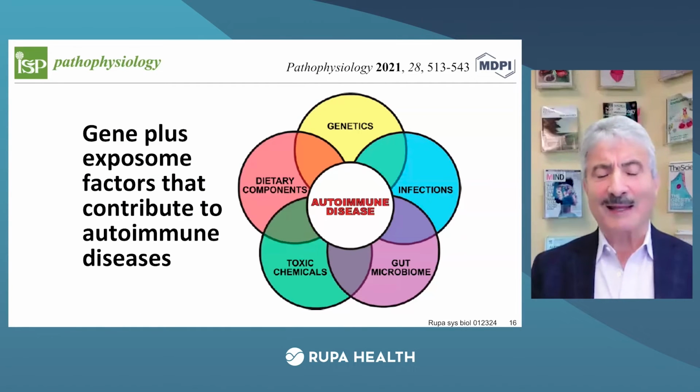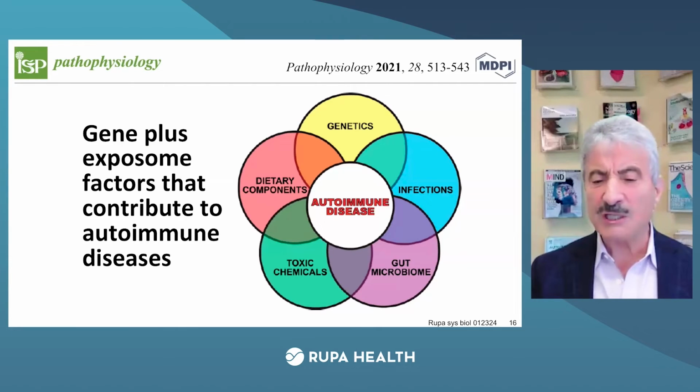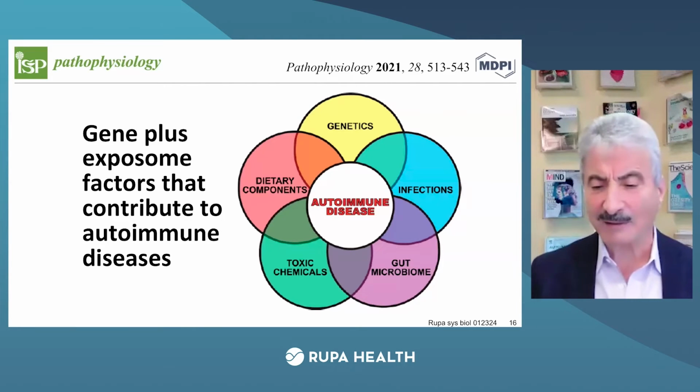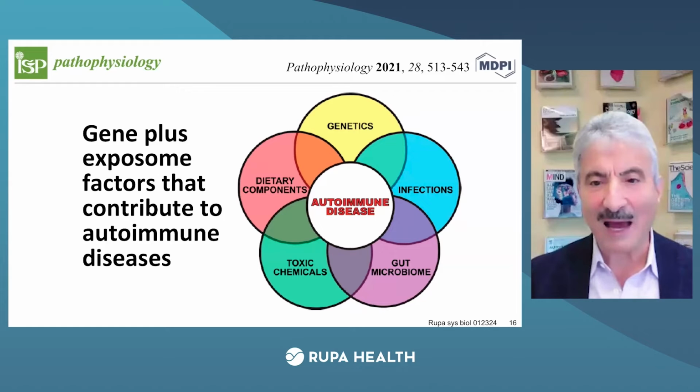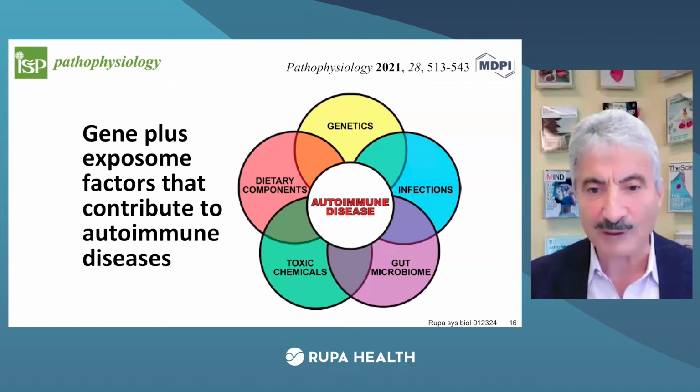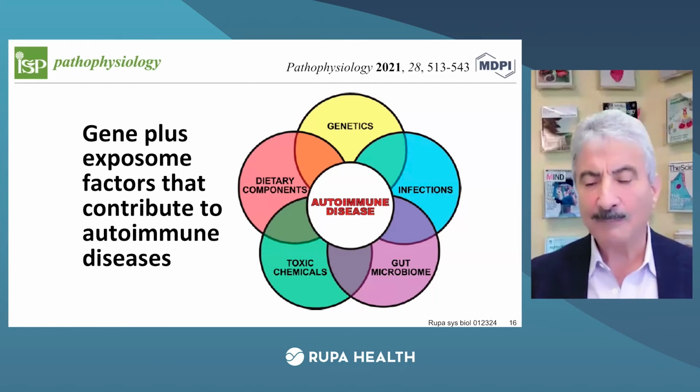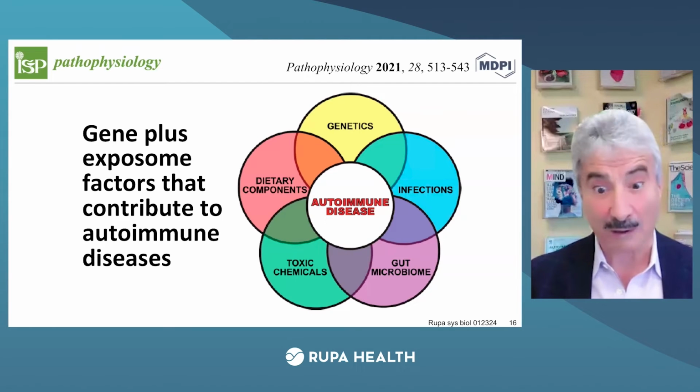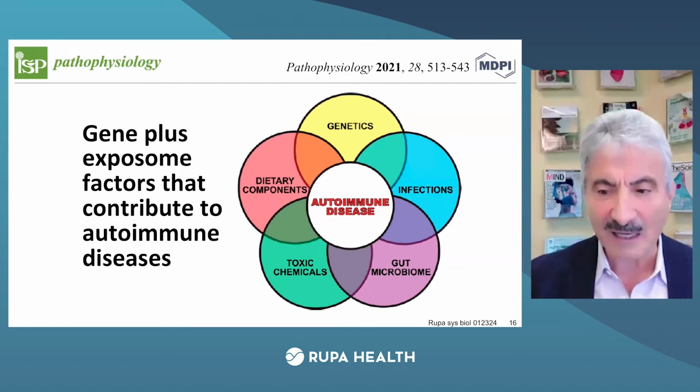The next question that I'm asking as part of systems immunology is, in addition to genes, what are the factors that can affect our gut microbiome and result in breakdown of tight junction proteins, which results in leaky gut syndrome? The answer to that is right here: dietary components, which we are going to talk about, toxic chemicals, and infections.